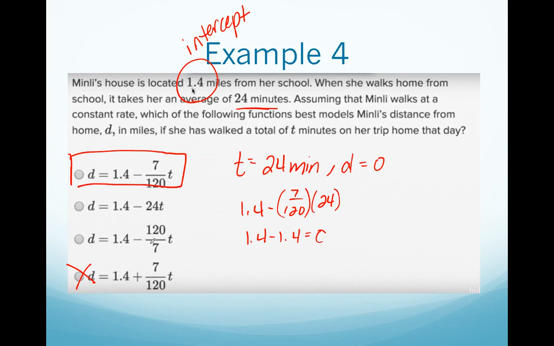Whereas if I did that for the other ones, here if I plugged in 24 minutes for her time, 24 times 24, well, if I subtract that from 1.4, I'm going to get a negative value, which told me that she went way too fast and she got further than her home in that 24-minute time period. So that one's out. And then we can do the same thing here. If I do 120 over 7 times 24, again, that number is going to be much larger than the 1.4. And so we get a negative value for distance.